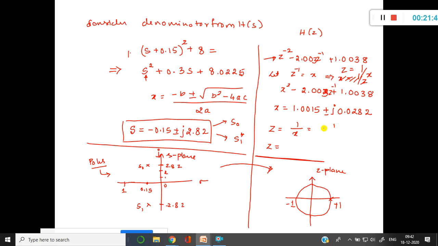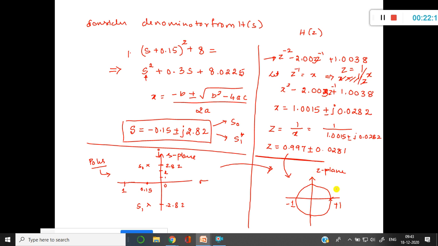This is going to be 1 divided by 1.0015 plus or minus j times 0.00282, and thus you are going to get 0.997 plus or minus j 0.2821. If you map it onto the z plane, it is well within the unit circle, right?